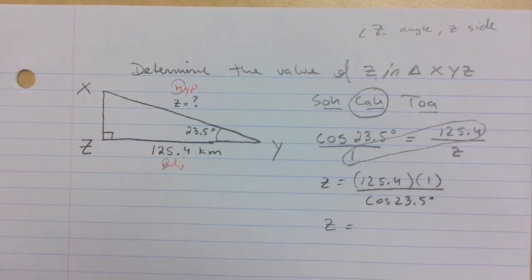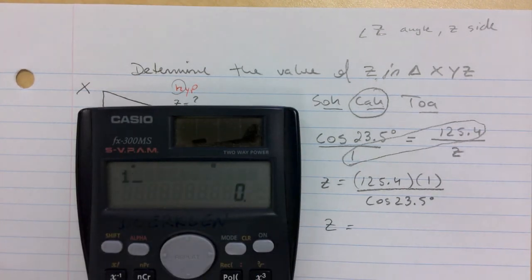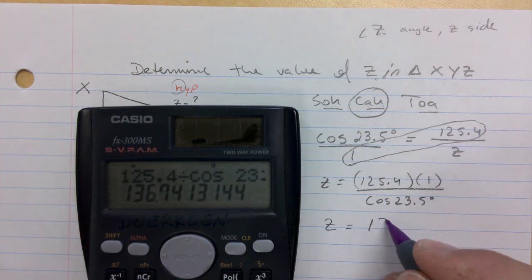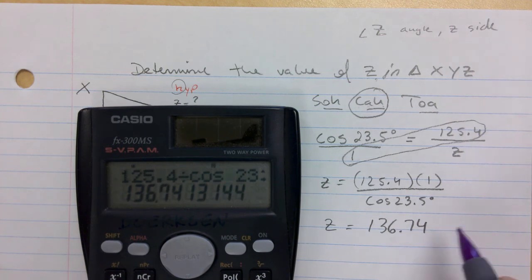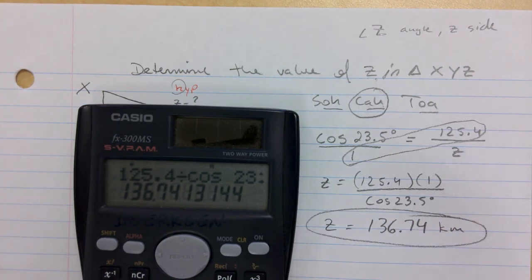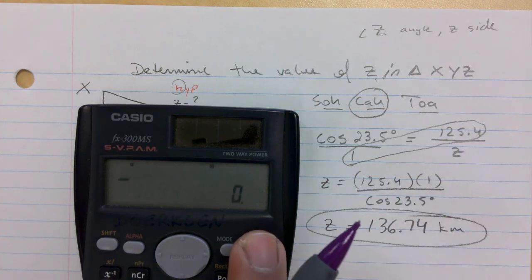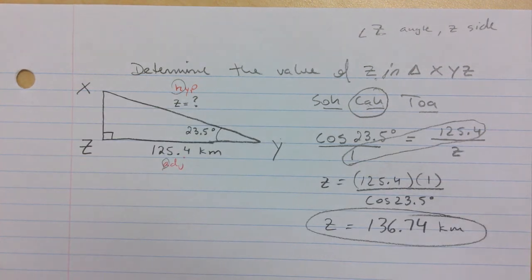Z, so watch how you do this, right? 125.4 times 1, which is just 125.4, divided by cosine of 23.5, and that is 136.74. And what units are we in? Kilometers, because we're finding side lengths, right? Later on, we're going to find the angle. We're not going to know the angle. They're going to give us sides, okay? But there it is.